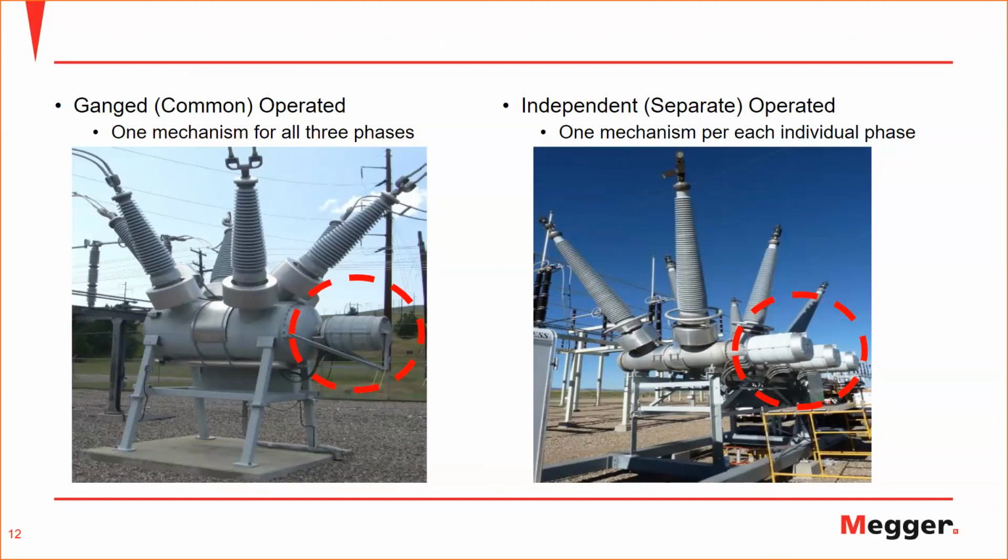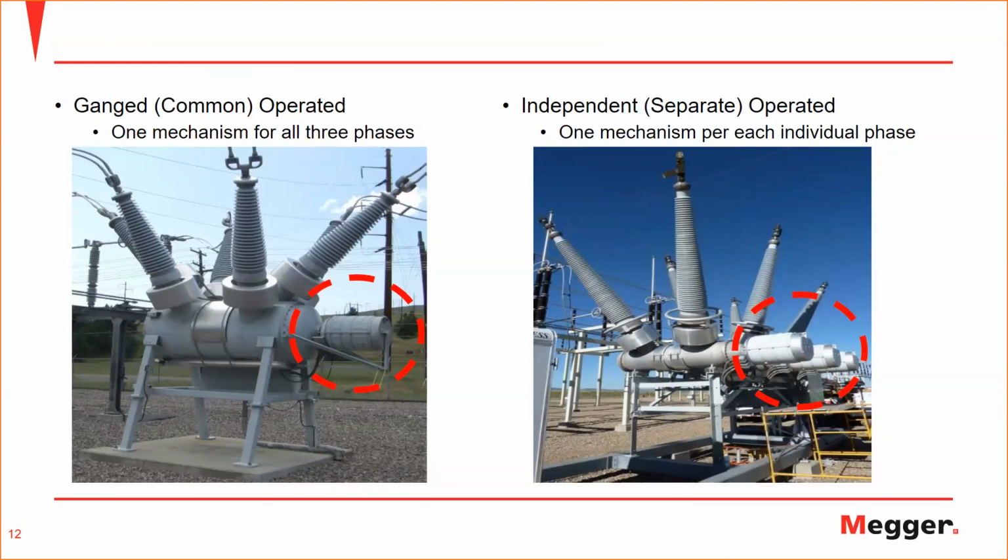In case, for example, there is a single phase fault, they can just open that phase for a short duration, especially for a transient fault, and they have an auto recloser that recloses this phase immediately after the fault clearance. It is very important when you are doing testing to know whether you have a gang or a separate mechanism. But usually a separate mechanism will most likely be at the high voltage or extra high voltage level.